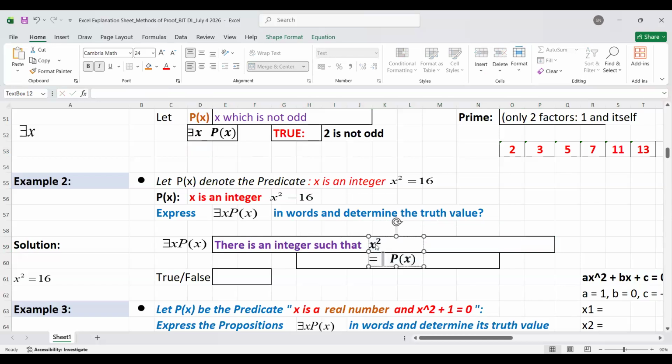Okay, so now is this statement true or false? Is there an integer that when you square, it will give you 16? Yes, it's true. Obviously, that is true. And what number is that? What number do you square and it gives you 16? 4. It's actually plus or minus 4. Okay, plus or negative 4. When you square these numbers, it will give you 16. Okay, that is a very good attempt at this.